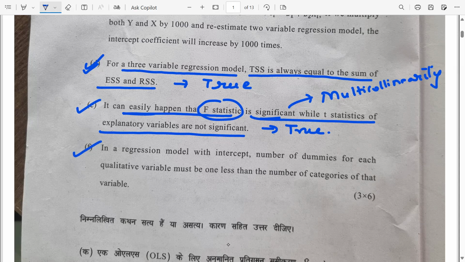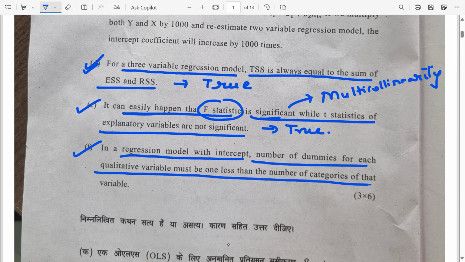Okay, so the last statement: in a regression model with the intercept term, the number of dummies for each qualitative variable must be one less than the number of categories of that variable. True. The number of dummies we should introduce in the regression should be one less than the number of categories. If we do not do that, we fall into the situation of the dummy variable trap.